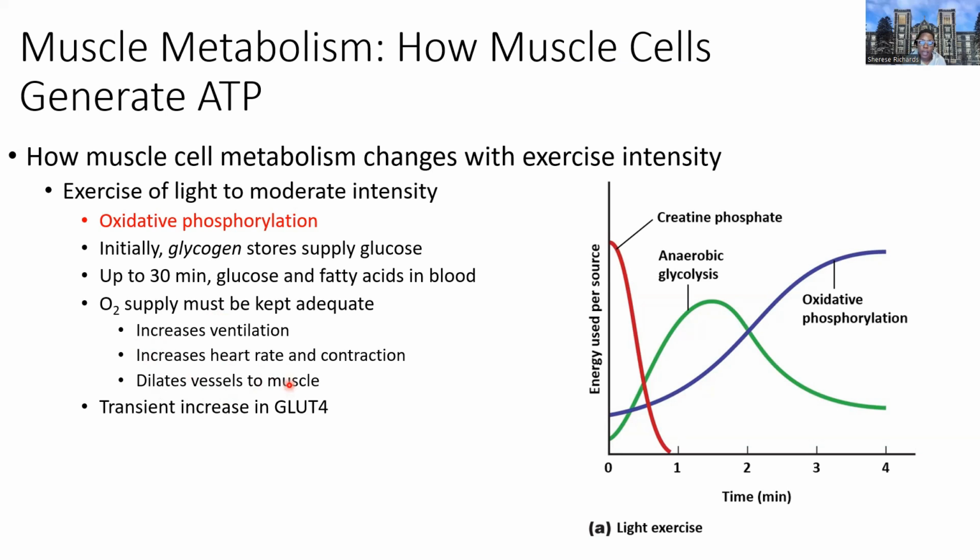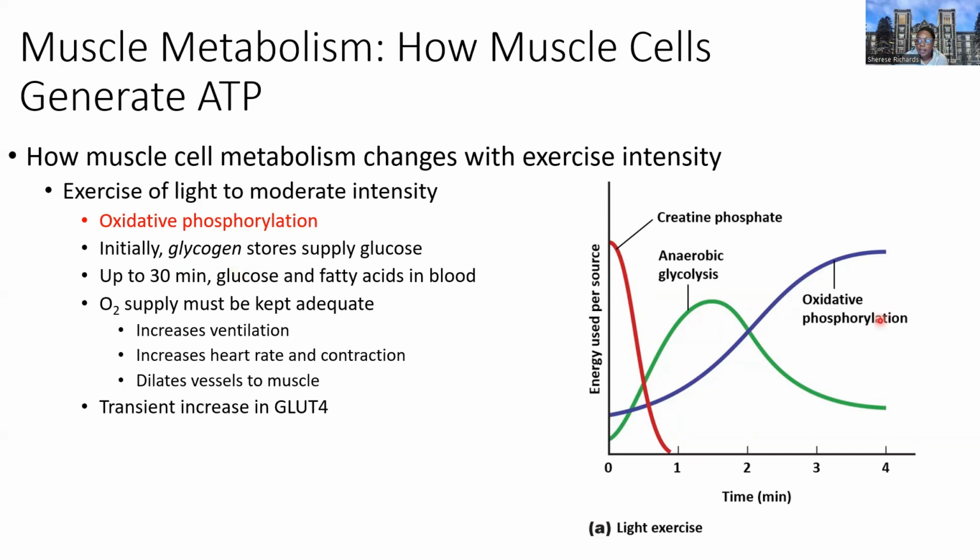This is going to help to shunt more blood towards those skeletal muscles that are in need and helping to bring that oxygen. So because we can maintain these three things with light to moderate intensity activity, we will typically rely on oxidative phosphorylation for those types of activities. There's also a small increase in the GLUT4 receptors, or the transporters rather, that allow glucose to be uptaken into cells. And that is to help us to utilize any of that glucose that is in the blood immediately.